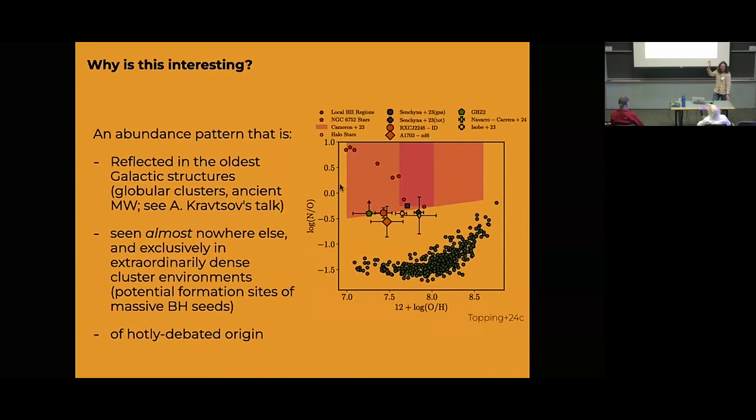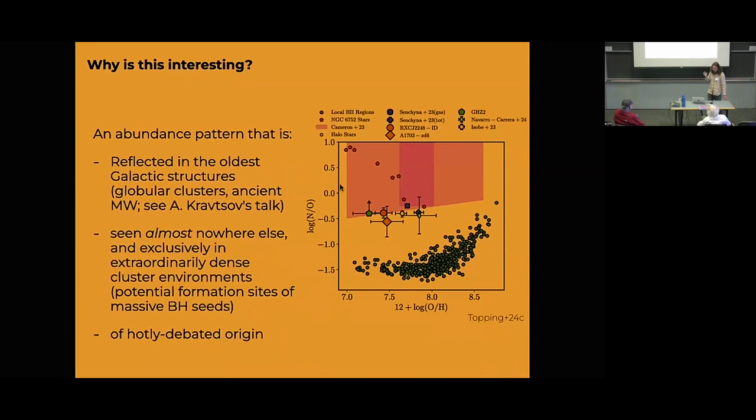So why is this interesting? Just to take a step back, these enrichment patterns are very similar to those that we see in some of the oldest galactic structures, so globular clusters, the second population in these, potentially also the oldest, most ancient component of the Milky Way, as we heard about from Andre yesterday, and seen almost nowhere else. It's very rare to see this; up until just last year, we saw this in basically no star-forming galaxies at any redshift.